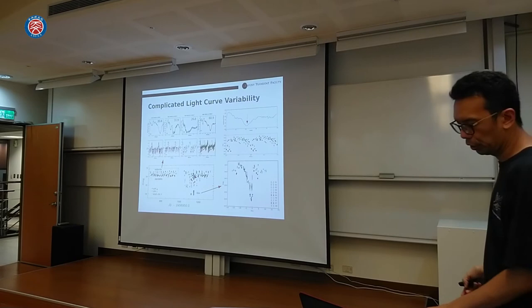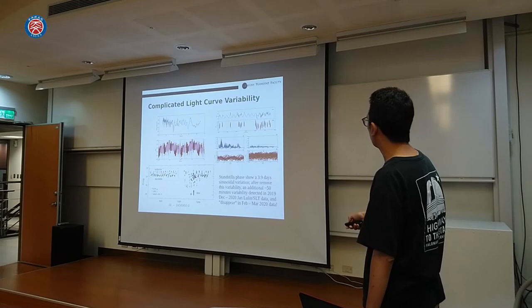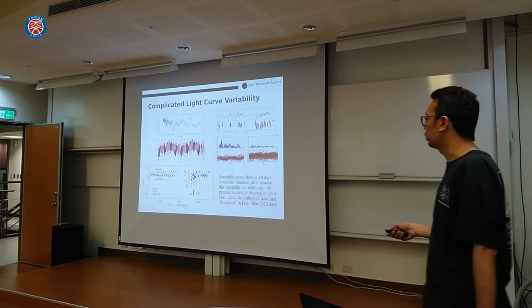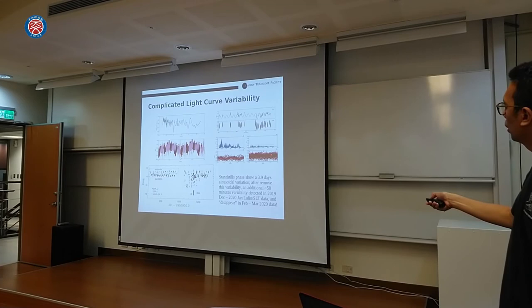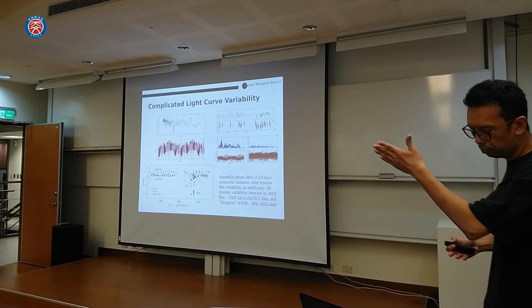And then for the standstills, there is a sine curve. After we remove the sine curve, it's about 4 to 5.9 days. There are even short, 15-minute variabilities over here. It was only detected from December 2019 to January 2020. After that, it disappeared for some reason. So you can see the sinusoidal variation, but later on, these variations disappeared. I have no clue why. So these are just some examples of the complicated light curve that this star exhibits.